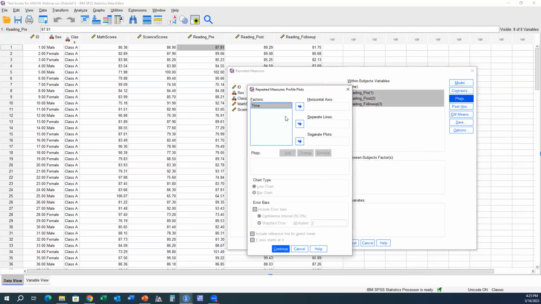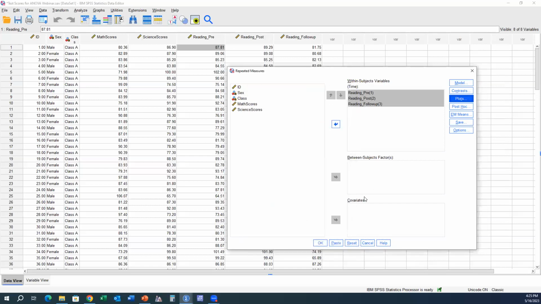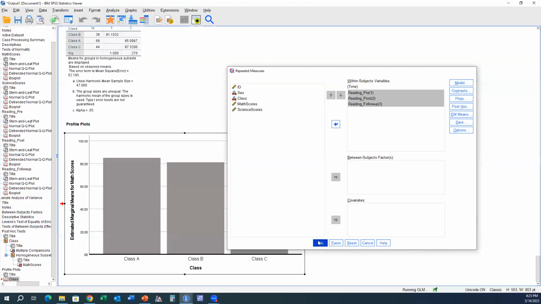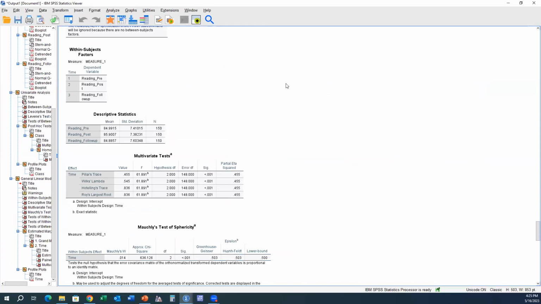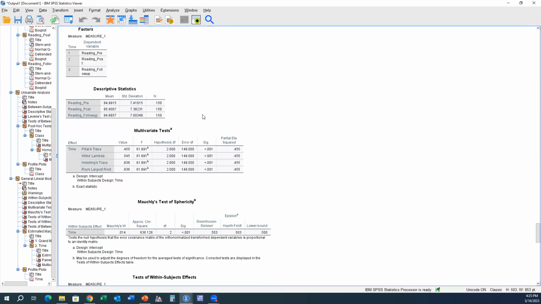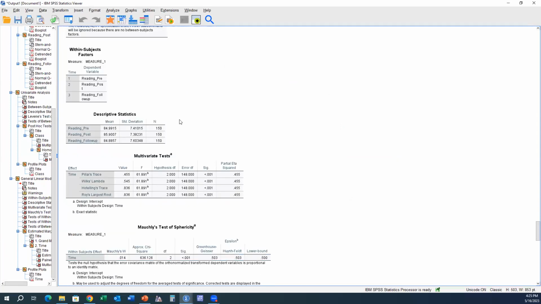You can do plots again. You could do a bar chart again. All right, and then go to okay. And it's very similar. There's just a little more information reported in a repeated measures ANOVA.